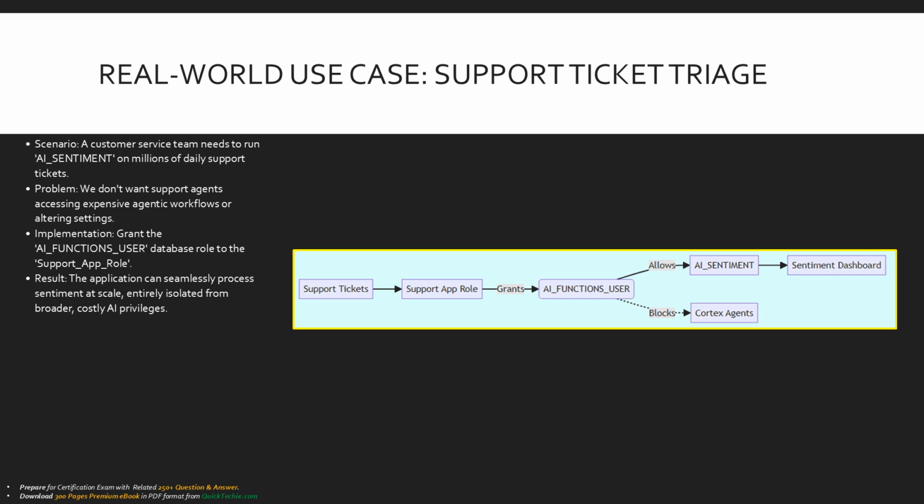The app gets exactly what it needs: scalar AI functions for sentiment analysis, while remaining securely fenced off from the broader AI features. Follow the data flow here. The support tickets feed into an application role. Because that role is granted AI functions user, it is allowed to route data into the AI sentiment function, feeding our dashboard. However, notice the dotted line: the role explicitly blocks access to Cortex agents, ensuring cost and security control.